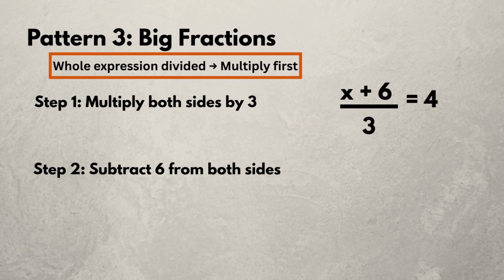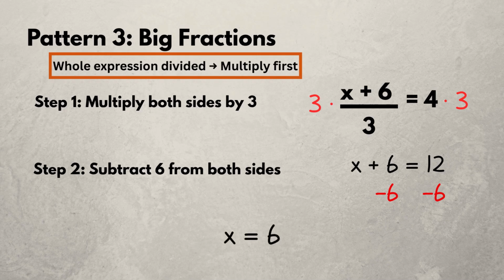Multiply both sides by 3. The fraction disappears, leaving x plus 6 equals 12. Now subtract 6 and x equals 6. Easy once you see the pattern.